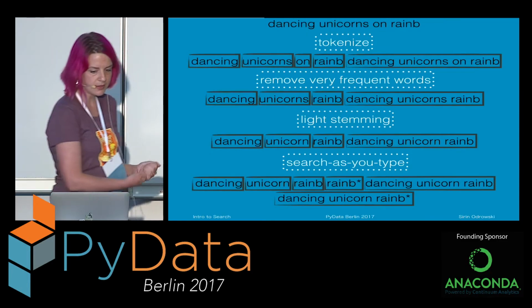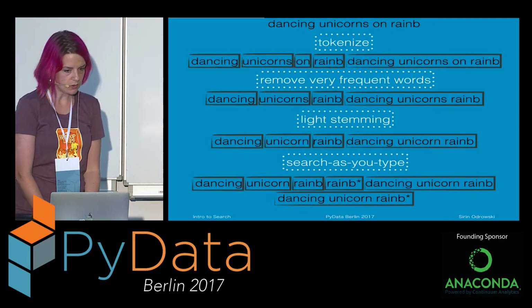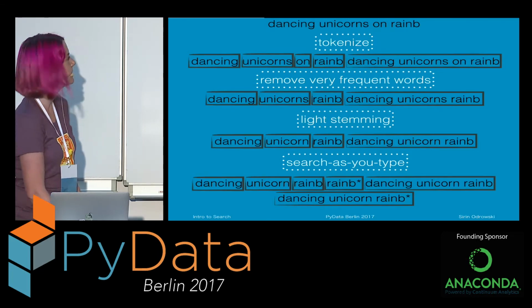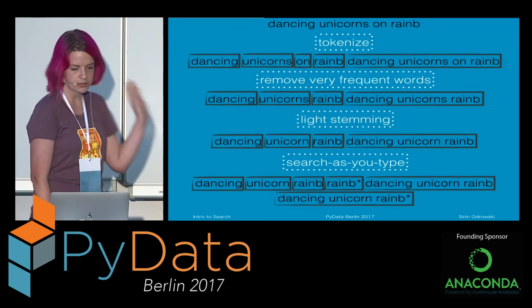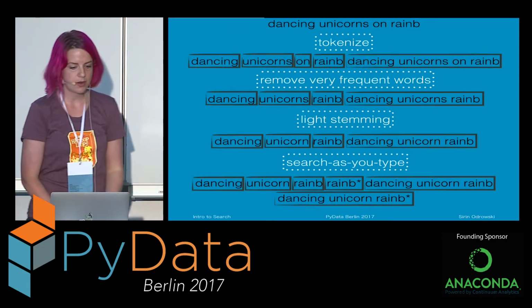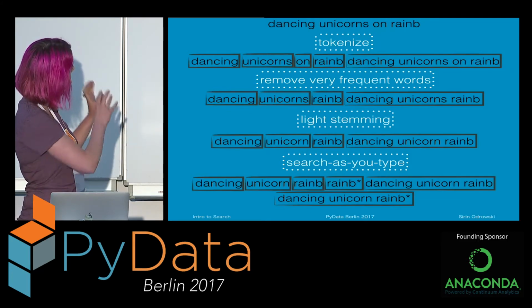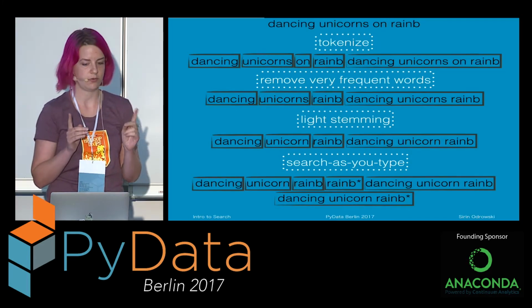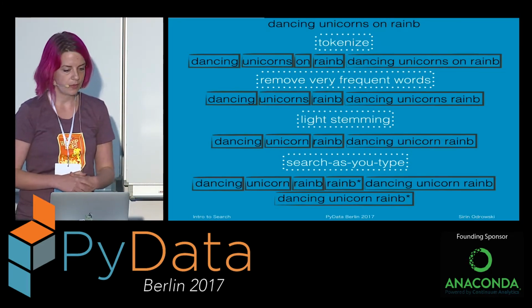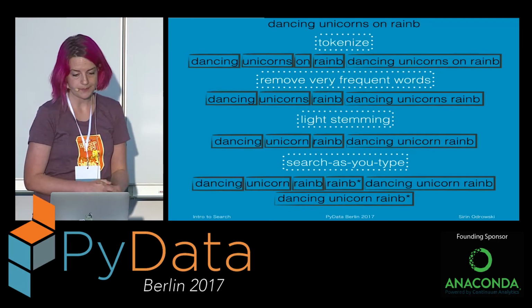This is similar to what we do. Let's assume we have a user who is searching for "dancing unicorns on rainbows," which is probably something that gives them a lot of very nice, colorful pictures. The first thing we do is to tokenize that, so we divide it into its individual words. But we also keep the full string so that we can also search for an exact match. We do remove very frequent words, so "on" would probably go away.